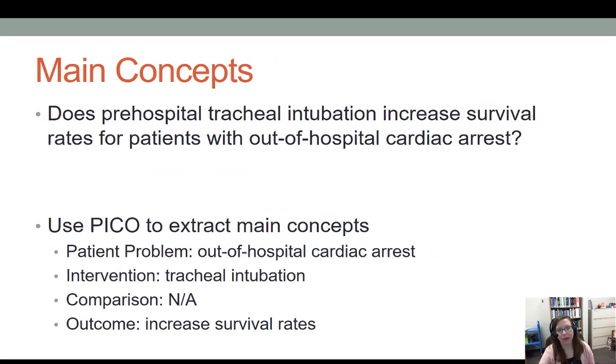Here is another example. So I have a research question. Does pre-hospital tracheal intubation increase survival rates for patients with out-of-hospital cardiac arrest? When you look at this research question, you can see that it's built from PICO building blocks. So we have a patient problem. The patient is having out-of-hospital cardiac arrest. The intervention we're considering is tracheal intubation. There's no comparison listed here. And then the outcome is increased survival rates. So I hope that helps a little bit with what PICO means and how to use it.